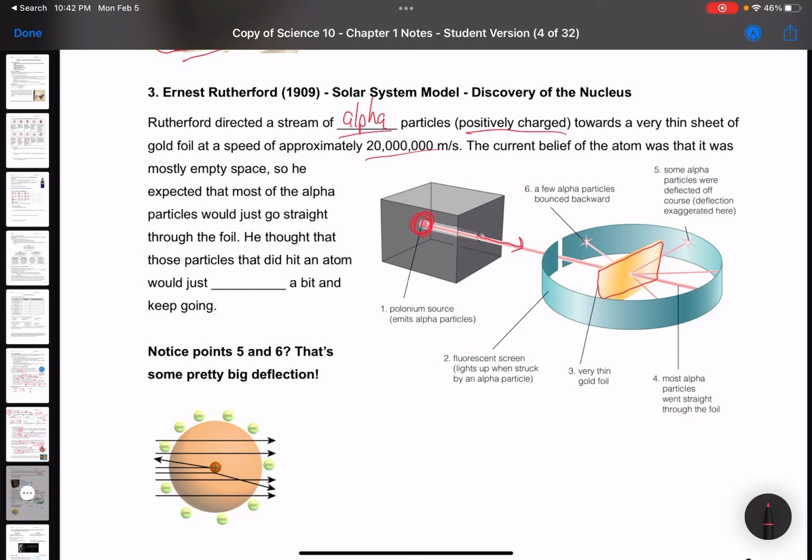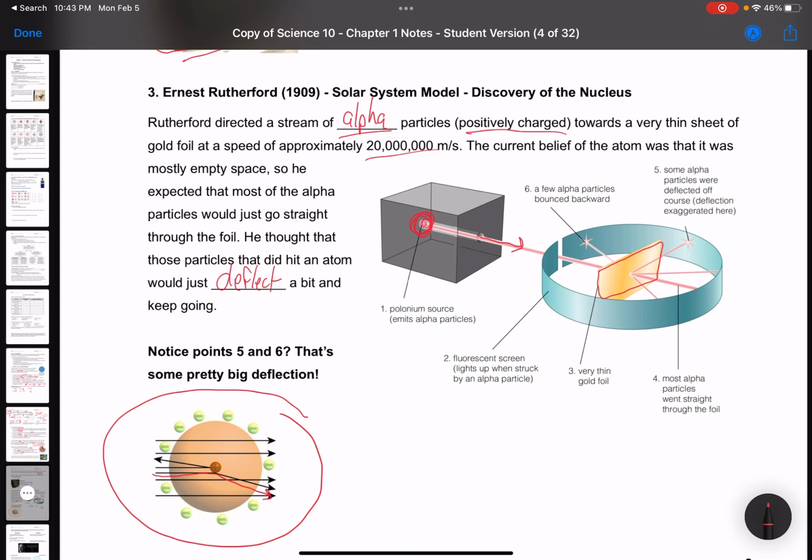So the current belief of the atom was that it was mostly empty space. He expected that as he's shooting these alpha particles, they would just go straight through the foil. He thought that the ones that would hit an atom would just deflect a bit. When we talk about deflect, we just mean change their path a little bit. If we look at this diagram down here in the bottom corner, this is what he thought: mostly empty space. Notice how most of the arrows are going right through. We have one here that comes in, clips this a little bit, and bends a little bit.